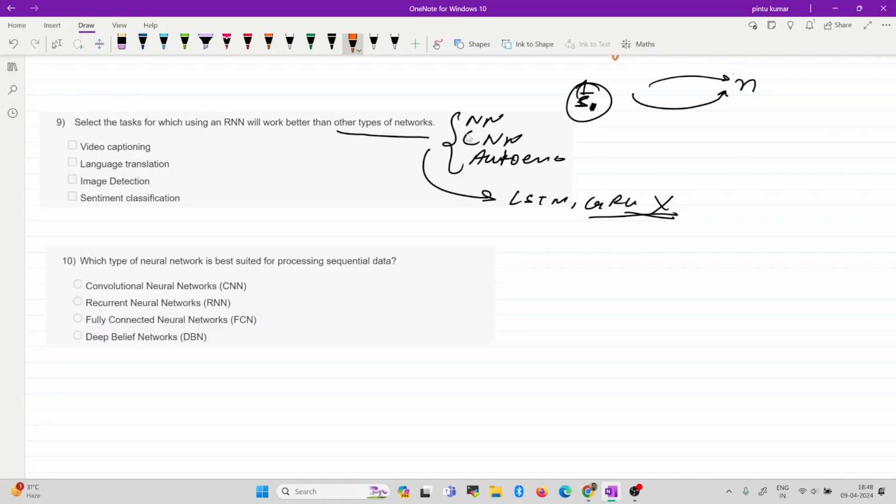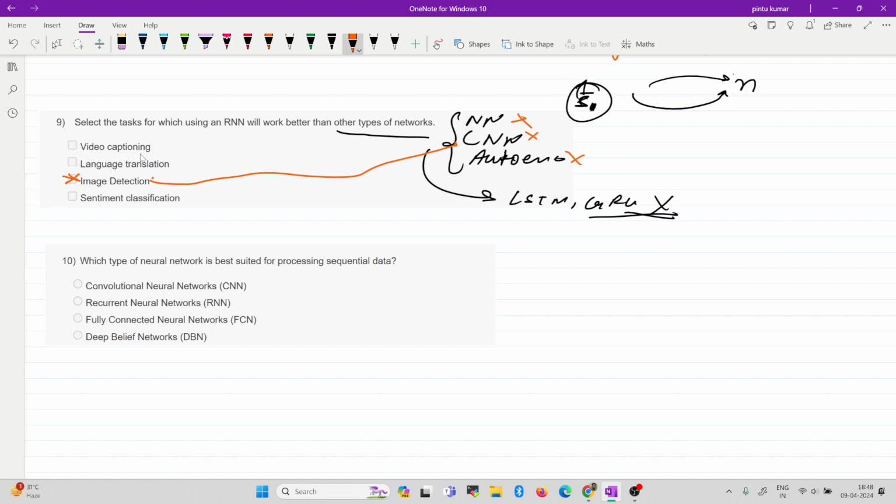So let's see what is the correct answer. RNN would work better on all those tasks where you have sequential data, because these algorithms don't work great on sequential data. Now this image detection task, CNN does well on this task. So this option is not correct for us because there is no sequence involved in an image.